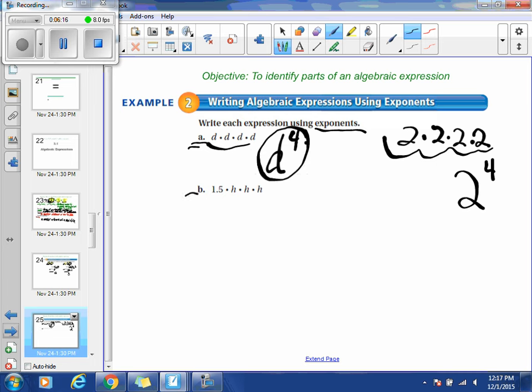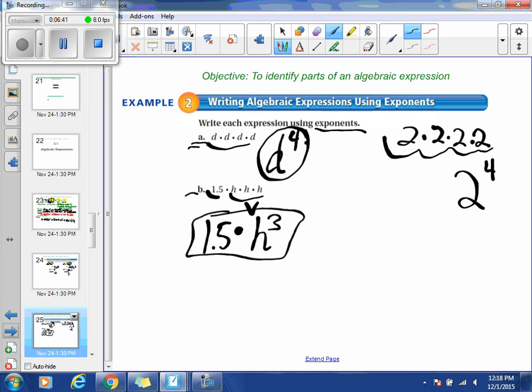For part B, I have 2 different kinds of factors. I have a number, and I have 3 variables. I'm going to focus on this variable part first and say, okay, I have h being multiplied. So that's my base. How many times am I multiplying h? 3 times. H is a factor 3 times. Then we could just say, okay, I'm going to take 1.5 times that. This is the correct answer, but you could also write it as 1.5 h to the 3rd, where you don't write anything in between here.